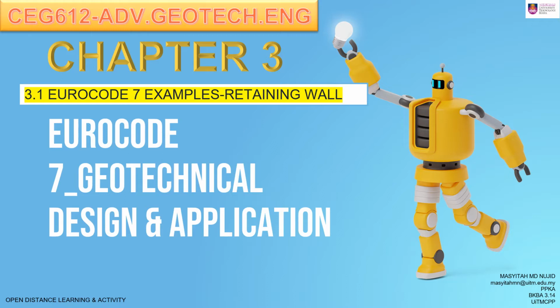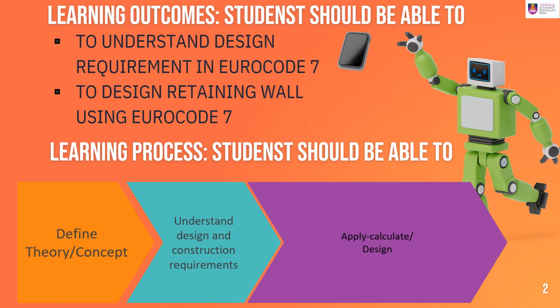Today we will be on the topic chapter 3, focusing on application of retaining wall by using the Eurocode 7 Geotechnical Design and Applications. The learning outcomes from this topic: students are able to understand design requirements in Eurocode 7 to design retaining wall using Eurocode 7.